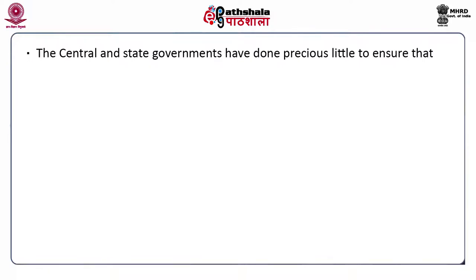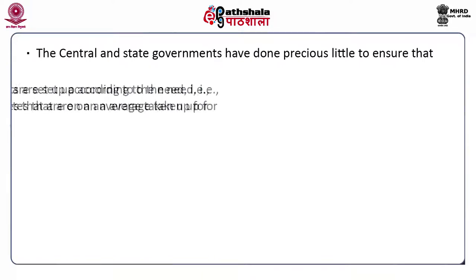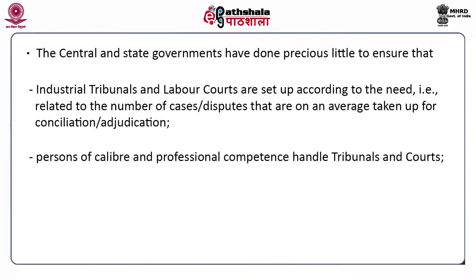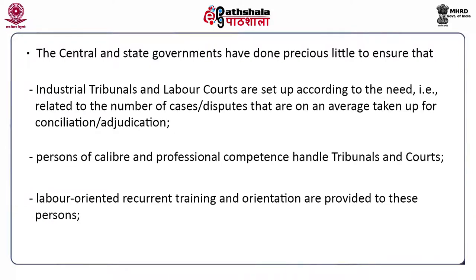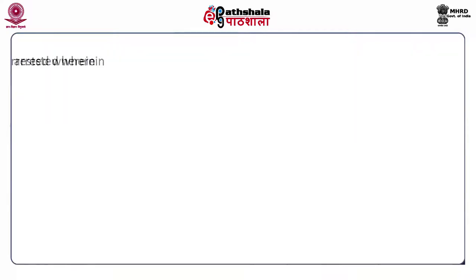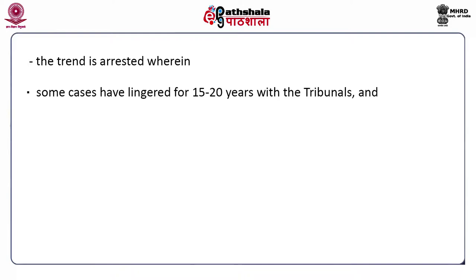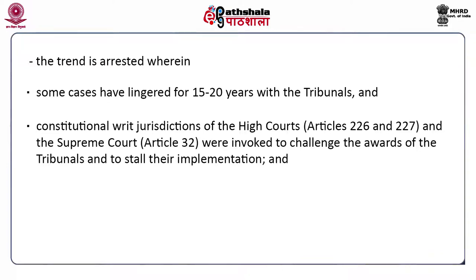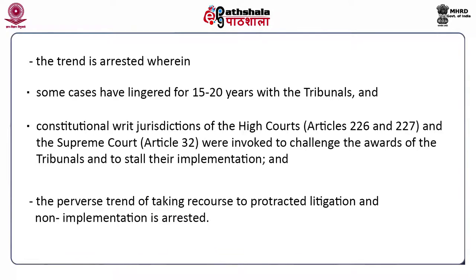The central and the state governments have done precious little to ensure that industrial tribunals and labor courts are set up according to the need, that is, related to the number of cases and disputes that are on an average taken up for conciliation and adjudication. Persons of caliber and professional competence should handle tribunals and courts. Labor-oriented recurrent training and orientation should be provided to these persons. The trend should be arrested wherein some cases have lingered for 15 to 20 years with the tribunals, and constitutional writ jurisdiction of the high courts was invoked to challenge the awards of the tribunal and to stall their implementation. The perverse trend of taking recourse to protracted litigation and non-implementation should be arrested.